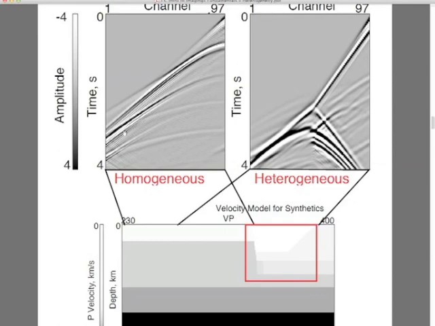So we have hyperbolic reflections that are in here at various times. The time at zero offset, which is right over here at the flat part of the hyperbola, that's tau, and then we see this very nice normal moveout through the laterally homogeneous section. Actually, this is not perfectly homogeneous; it's laterally homogeneous, right? And the one on the right is the laterally heterogeneous part.